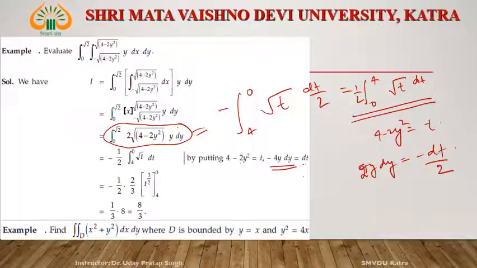Now this integral is this one. So the limit is changed, and we change this minus sign, 4 and 0. So this is 8 by 3. So the value of this integral is 8 by 3, but we evaluated this integral with respect to x first, with respect to dx, and then dy, and the previous one with respect to y and then dx.